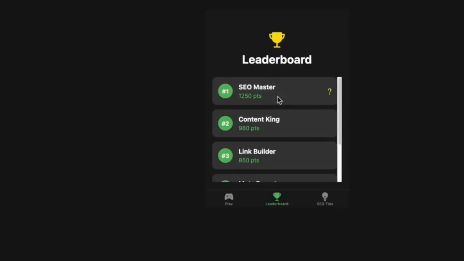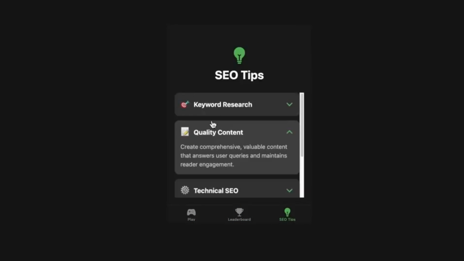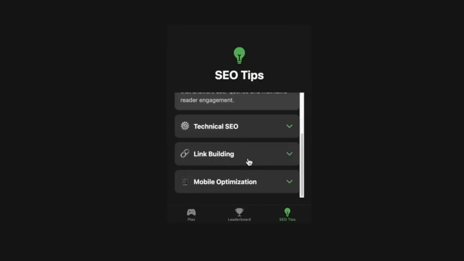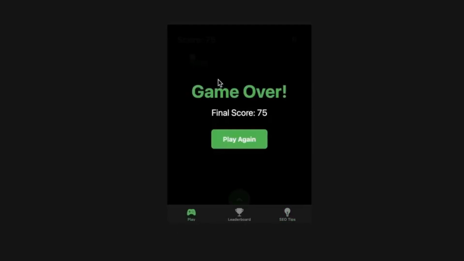Then you've got the leaderboard section over here, and then SEO tips on the right hand side as well. Pretty cool. And these are the icons that you're collecting, right? So for example, keyword research, quality content, link building, etc. Now that could be customized to any industry or any business. You could even have an email registration before people can sign up as well, so you can generate leads for your business.